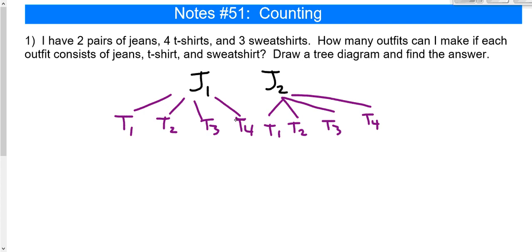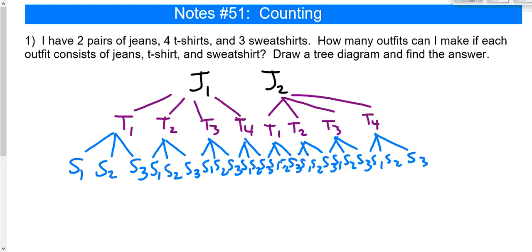But I tend to run a little cold. I like to wear a sweatshirt. In fact, right now I am wearing jeans, a t-shirt, and a sweatshirt. And let's go ahead and branch off of each kind of t-shirt with three kinds of sweatshirts, S1, S2, S3. Okay. Keep going. All right, so there's the completed tree diagram.